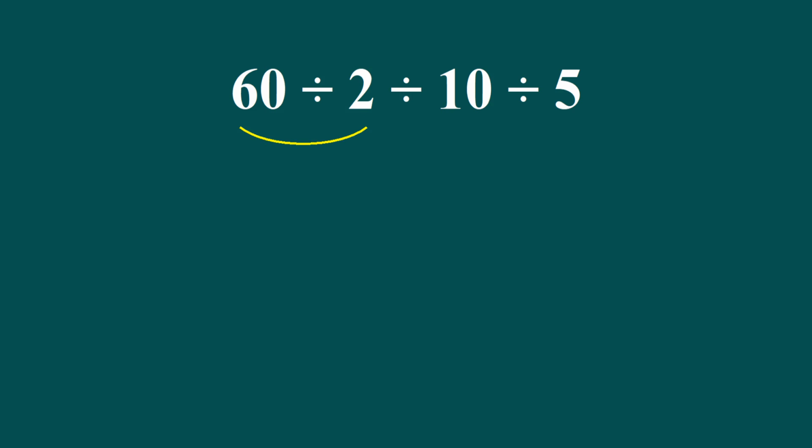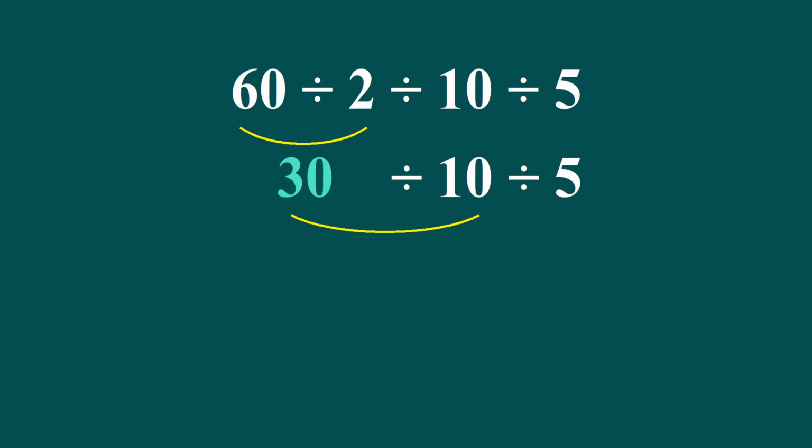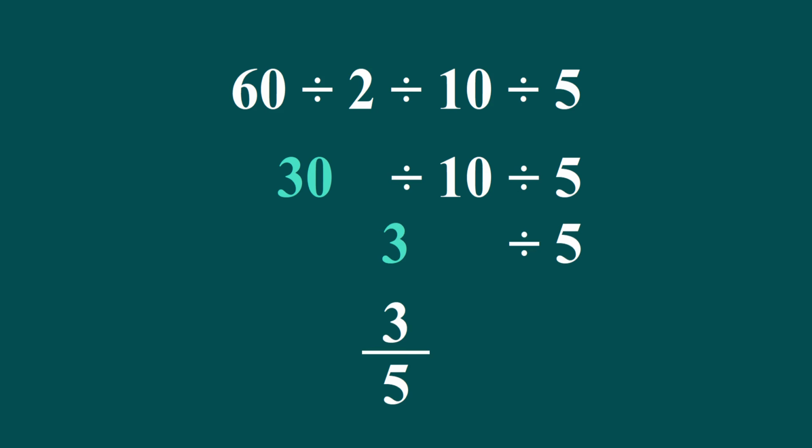60 divided by 2 gives us 30. So 30 divided by 10 divided by 5. And now we have to do this division. 30 divided by 10 is just 3. So 3 divided by 5 can be written as 3 over 5. This is our final answer to this problem.